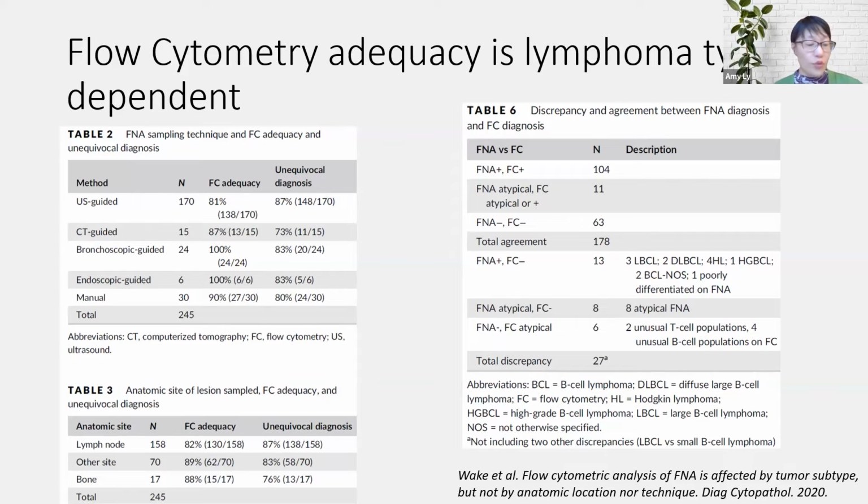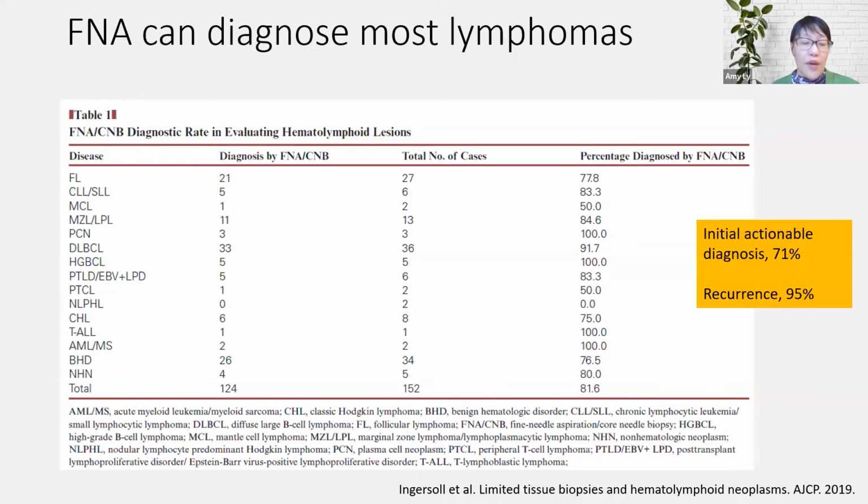Unsurprisingly, they found that when flow was not adequate for diagnosis, it involved cases of large B-cell lymphoma, including Hodgkin, DLBCL, and other high-grade B-cell lymphomas. Importantly, though, the adequacy of flow was independent of the anatomic site or the FNA biopsy technique. So you could use CT, ultrasound, or endoscopy, and you could achieve a similar rate of adequacy. So small volume biopsies are able to diagnose most lymphomas in both the primary setting and in the recurrent setting. And all of the cases in this particular study were reviewed by a hematopathologist.